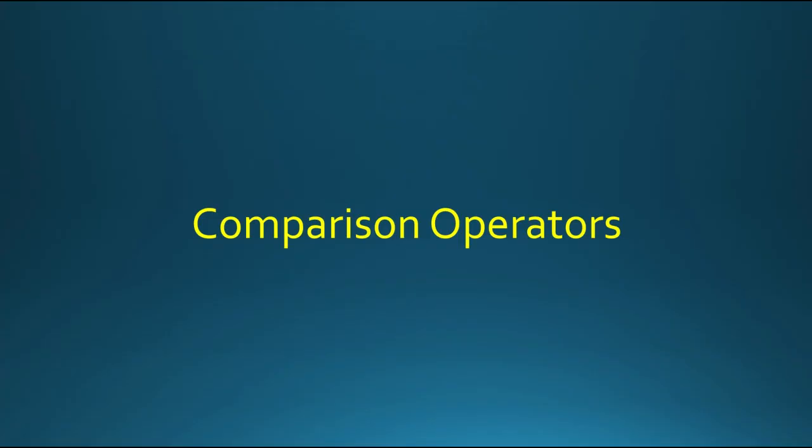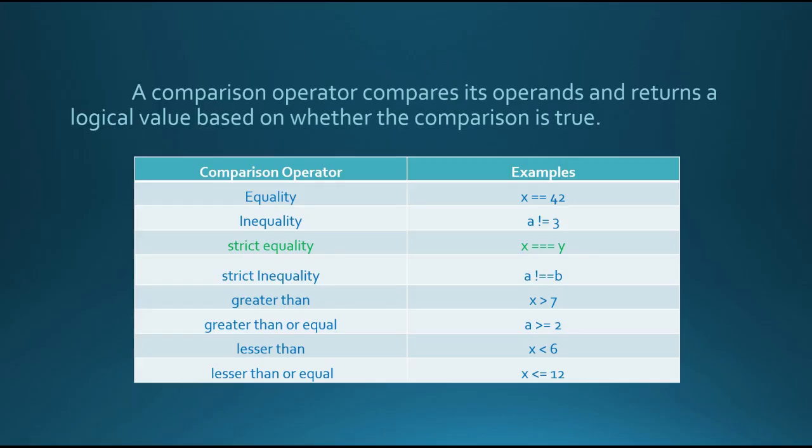Comparison operators. We often need to compare values when programming, and comparison operators are used to do it. You can use comparison operators to compare two numbers or two strings. Comparison operators always return a Boolean, a value that's true or false.